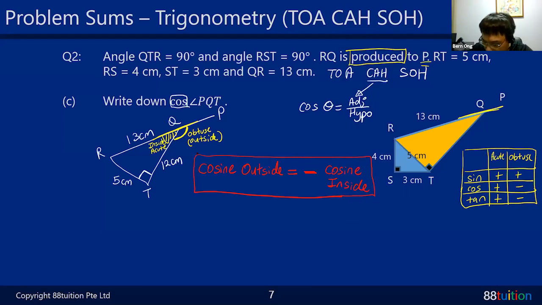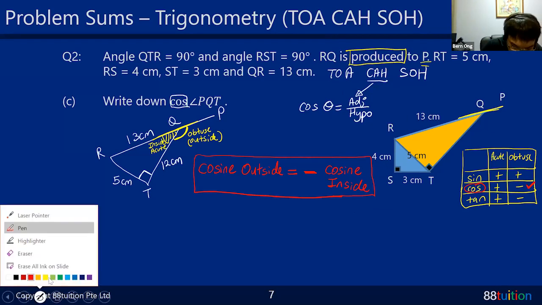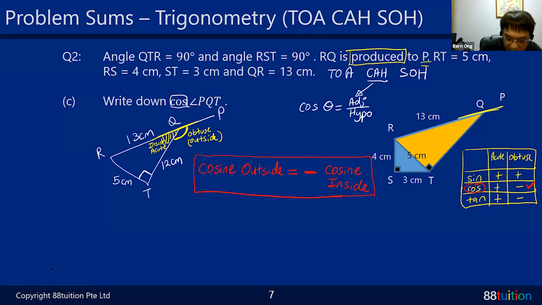So cosine outside, we are talking about cosine here. Cosine outside is a negative. Negative of what? Cosine inside. So if you have this idea in mind, because the question is looking for cosine outside, they're looking for angle PQT. So I can say that cosine angle PQT, PQT is outside, is actually equal to the negative of the cosine inside. Cosine inside is what? Cosine inside is RQT.